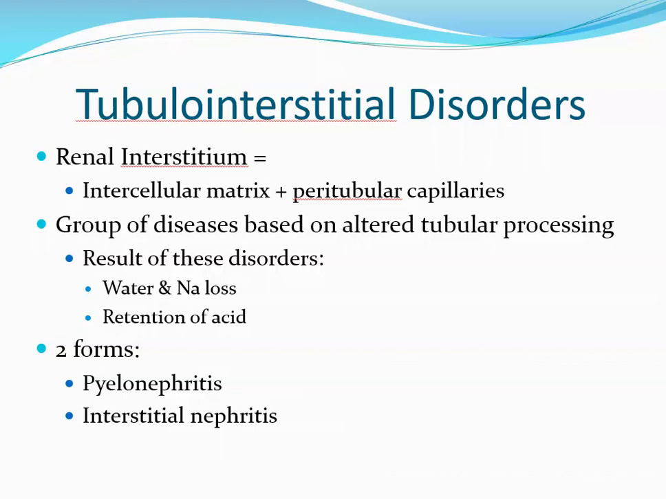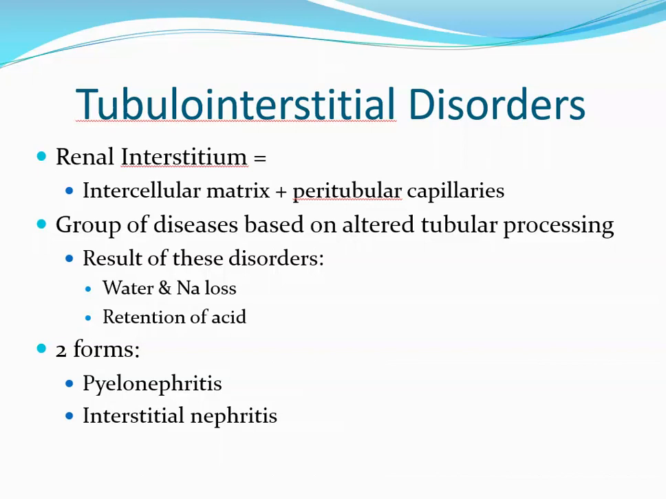We are now going to move on to the next portion of the nephron, which is the tubular portion. This is where the processing of the final urine product occurs. These disorders also involve the renal interstitium. The renal interstitium includes the intercellular matrix that surrounds the tubular portion of the nephron, plus the peritubular capillary network. These capillaries also surround the tubular portion, and this is where reabsorption occurs, when materials are taken out of the urine and put back into the blood.